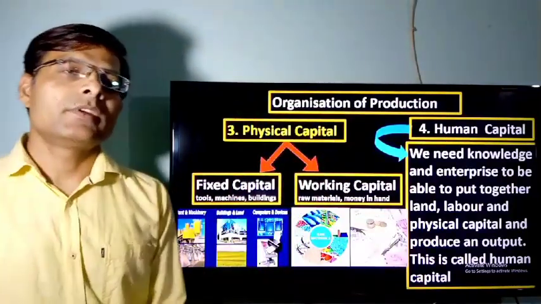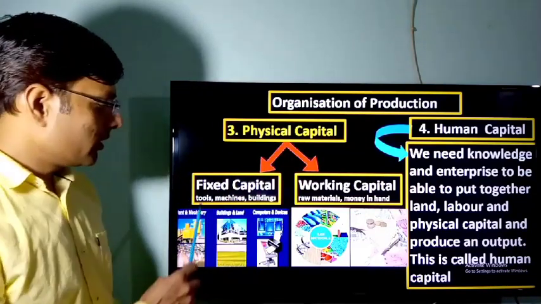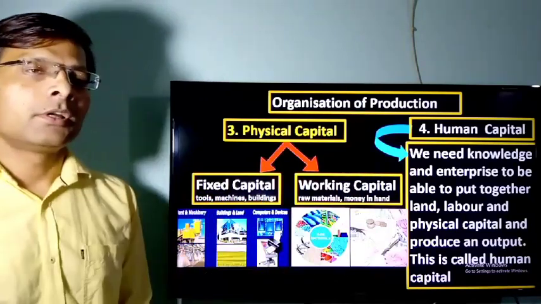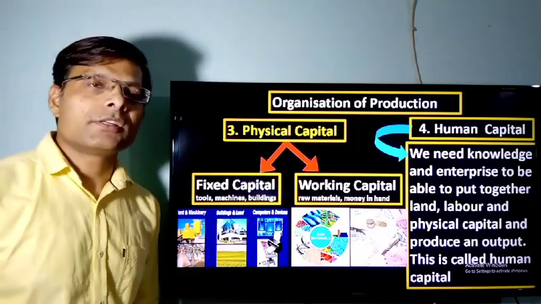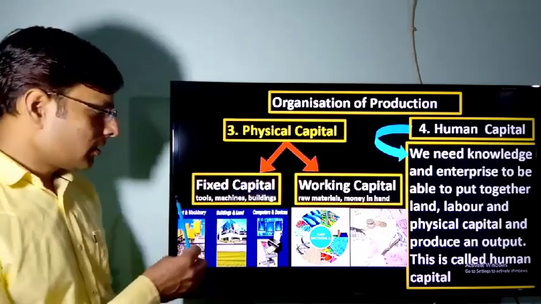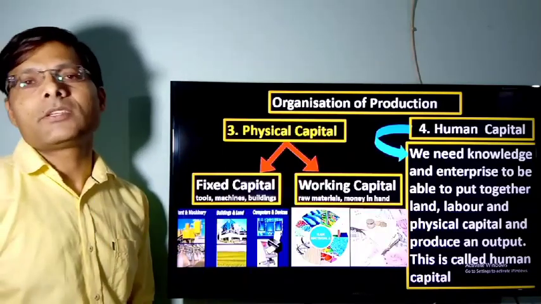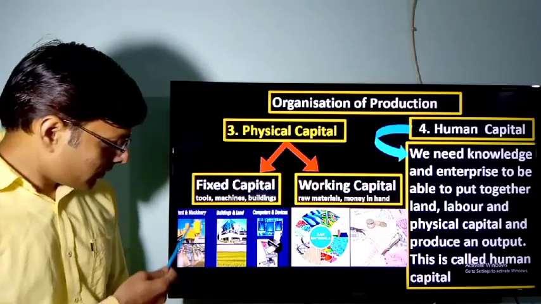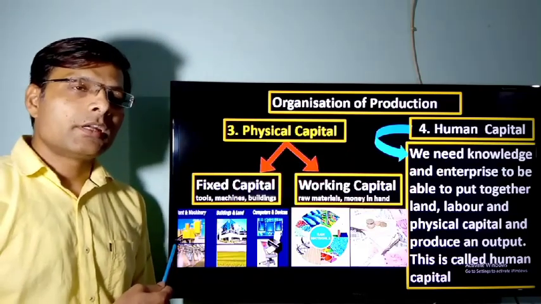Physical capital we can divide into two categories. What are the two categories of physical capital? One is fixed capital, the other is working capital. What is fixed capital? Fixed capital is costly and high valued. What examples can we take here? Tools, machinery, buildings. These are the fixed capital. Here I have brought you different pictures. Through the picture it is clear, plant and machinery means some industry.